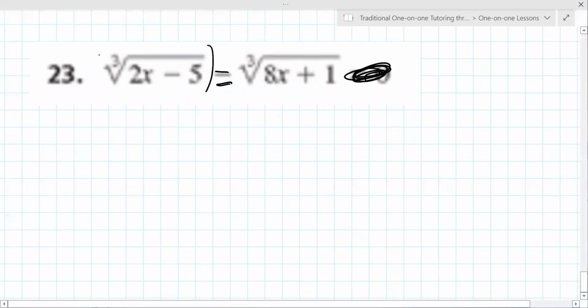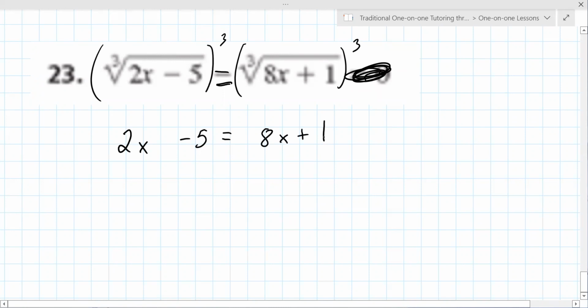Now you're going to cube both sides. Why am I cubing here instead of squaring? Because there's a cube root in front of it. Cube root, yeah. So you undo a cube root with a cube. You got to show your steps. They're looking for that.